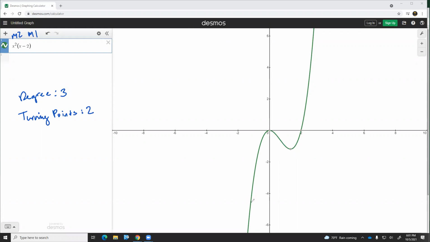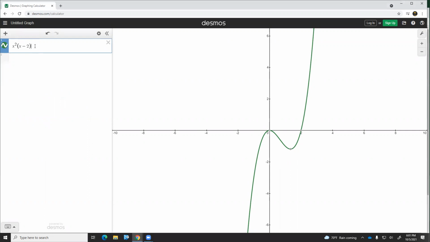So from left to right, we start by going up. Then we go down. So that's 1 turning point. Then we go back up. That's 2 turning points. Yeah, this counts as 1 turning point. This counts as the other one. A turning point is the same thing as a relative max or relative min. Is it a peak or a valley? Right? And they count.